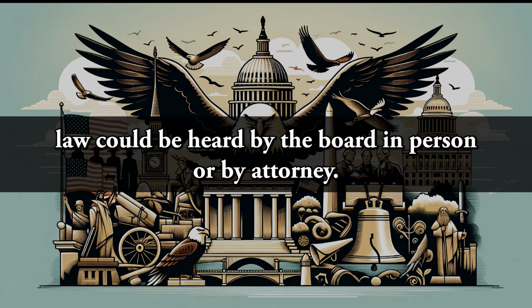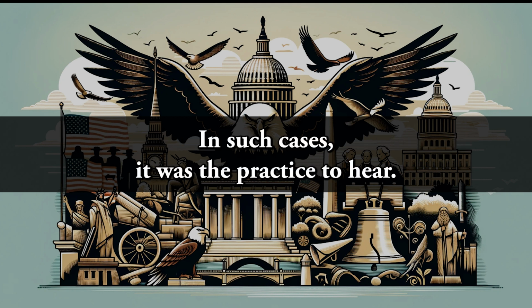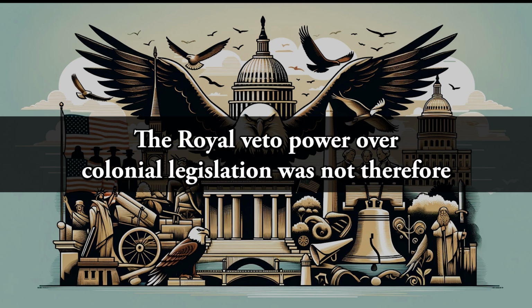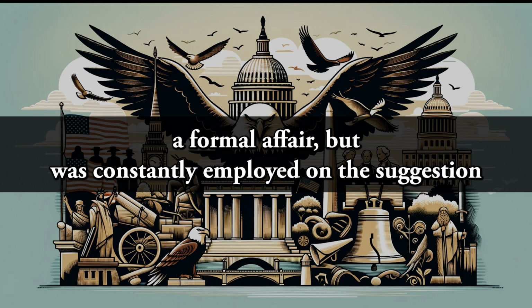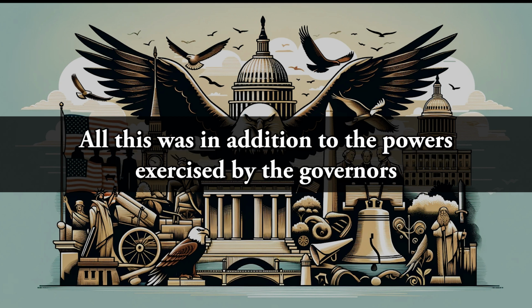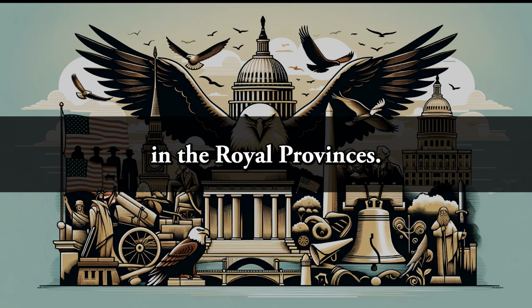Any person who believed his personal or property rights injured by a colonial law could be heard by the board in person or by attorney. In such cases it was the practice to hear at the same time the agent of the colony so involved. The royal veto power over colonial legislation was not, therefore, a formal affair, but was constantly employed on the suggestion of a highly efficient agency of the Crown. All this was in addition to the powers exercised by the governors in the royal provinces.